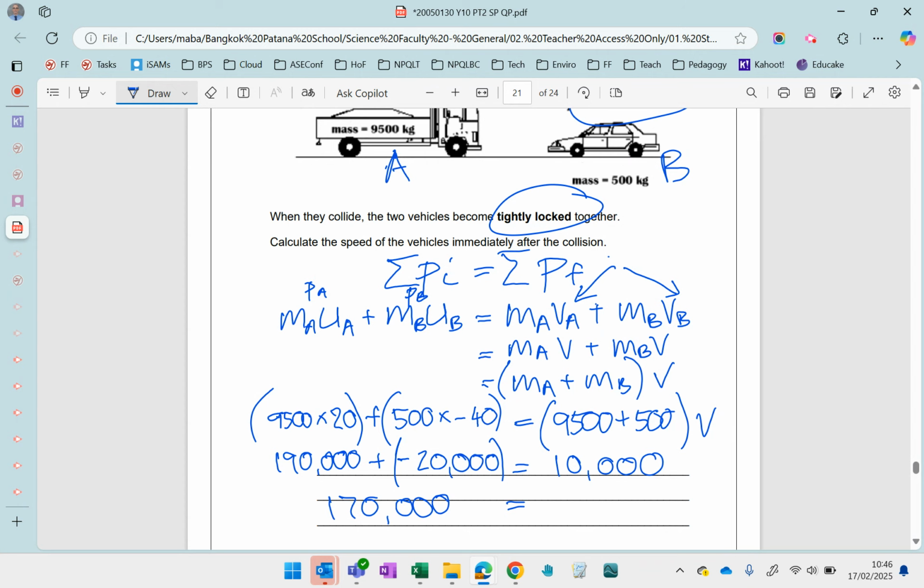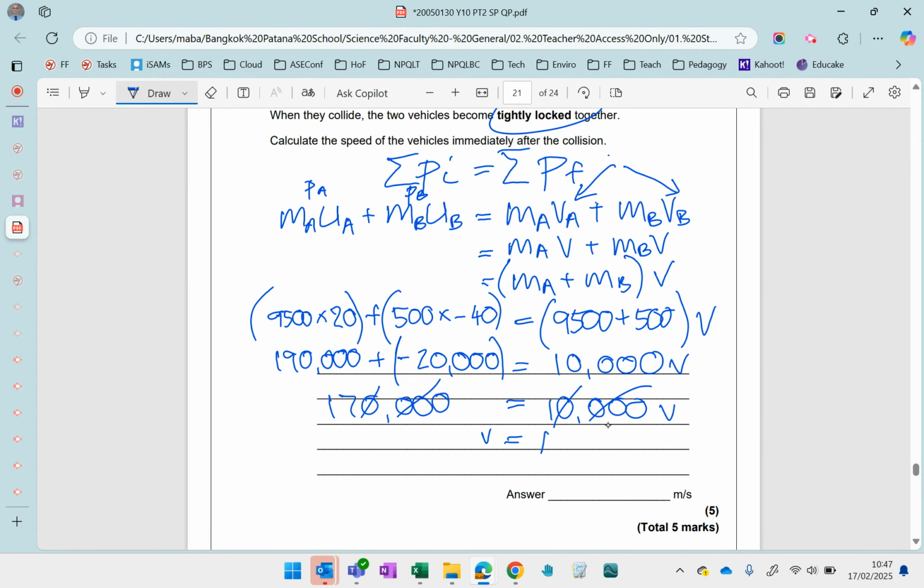So that means the final momentum is 10,000 times V. So we cancel that with that, cancel that with that. So V is just going to be 17 meters per second. Now, the V is actually to the right, but it's asked us for the speed, so we don't have to talk about the direction. We can just say 17 meters per second. There we go, end of the paper.